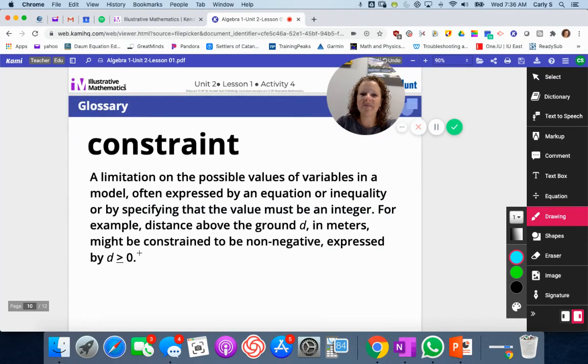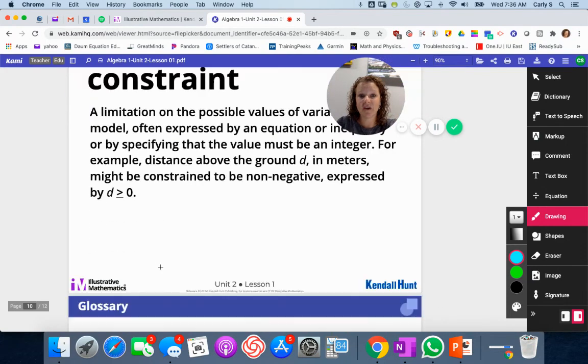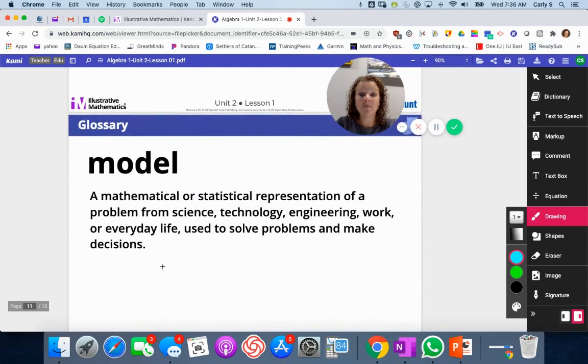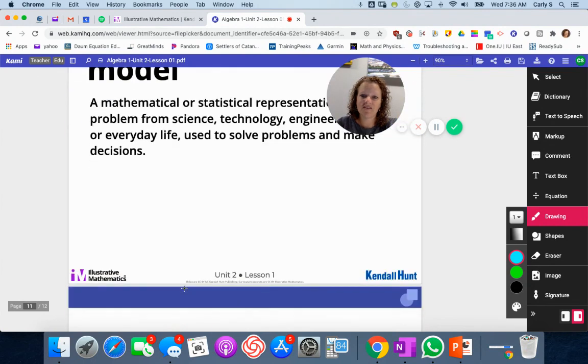And then I'm going to add this to your glossary in Blackbaud. What exactly is a constraint? Very important. What is a model? Okay, I didn't use this word. A mathematical or statistical representation of a problem from science, technology, engineering, work, or everyday life, used to solve problems and make decisions. I use models to make decisions every day, some more simple than others.